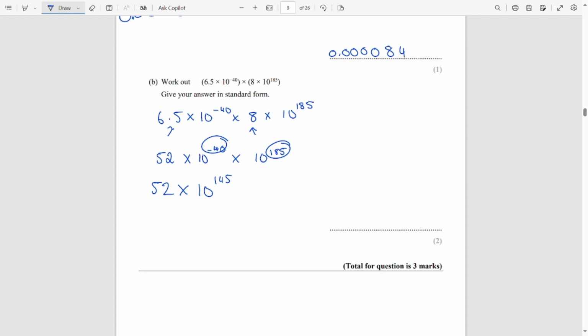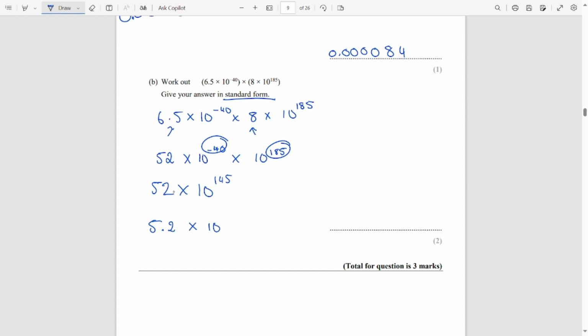And so this is looking pretty good now. You might think that you are finished. However, this is not yet in standard form. So in standard form, the number always needs to be less than 10. Yes, it should be more than 1 and less than 10. Our number is over 10. So we actually want to write this as 5.2 times 10 to the power of something.